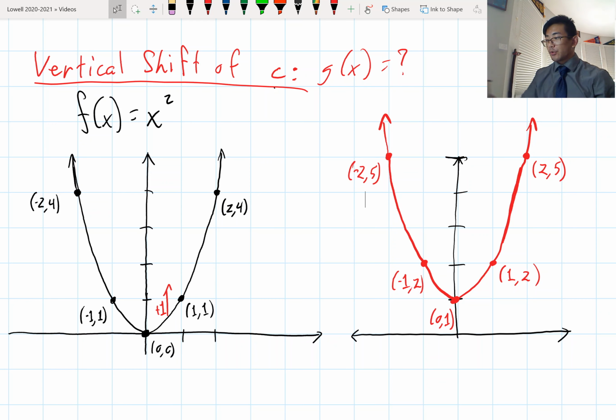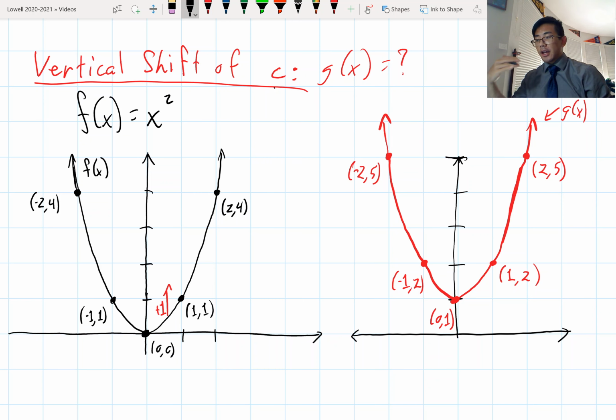And that's what the red graph is here. So the red graph, we're going to just call that one g of x. This graph is g of x, whereas the black one is f of x here. Okay, so the question is, what is the equation of g of x? And the way we can see this is if we think about how every point on the black graph has a corresponding point on the red graph.